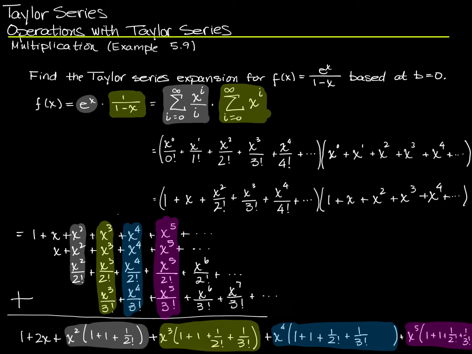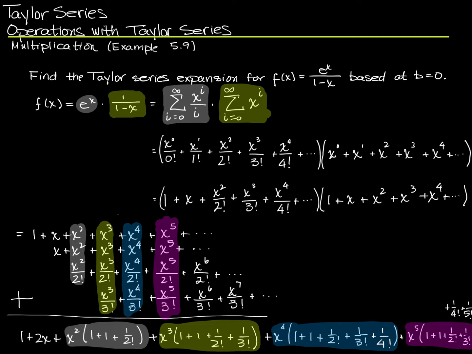Notice, however, that not only does this pattern continue in this direction forever, but it also continues in this direction forever. So in addition to my 1 over 2 factorial here, and then a 2 and a 3 here, I should have a 2 and a 3 and a 4 here. And I should have a 1 over 4 factorial and a 1 over 5 factorial here. So that pattern is also continuing.